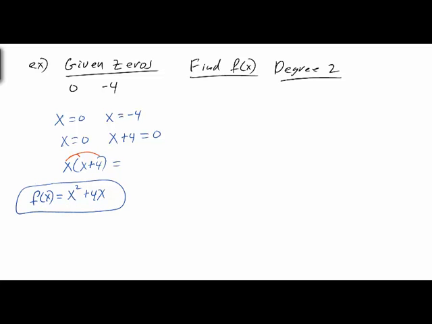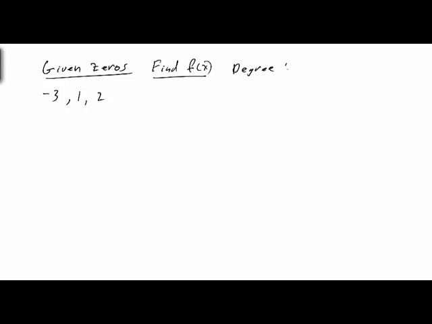All right, we have one more example that I want to look at, and this one's going to be a little bit involved. We're given the zeros again, and this time we have negative 3, 1, and 2. We want to find the function f of x, but this time we want it to have a degree of 4. So that means we know we're looking at a possibility of 4 zeros.